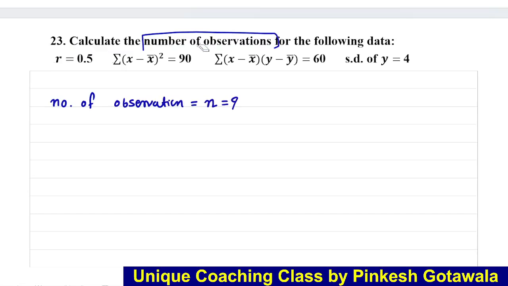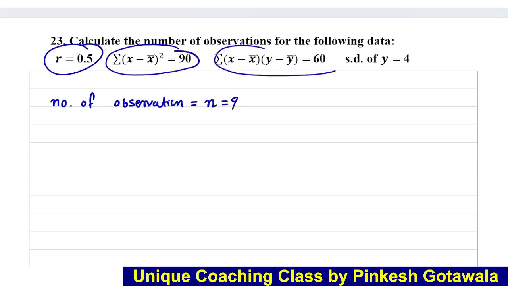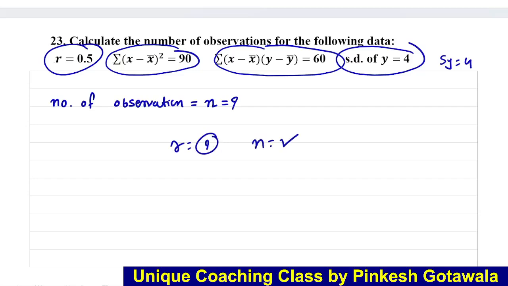We have to find n. And what they give: r is given, x minus x bar whole square is given, x minus x bar times y minus y bar is given, and SD of y means Sy is given. So you can see that almost every piece of information is like the previous sum. What changes? In the previous sum we had to find out r, and n was given. Here it is the opposite. They give the value of r and ask to find out n, so that I explained in the previous sum.